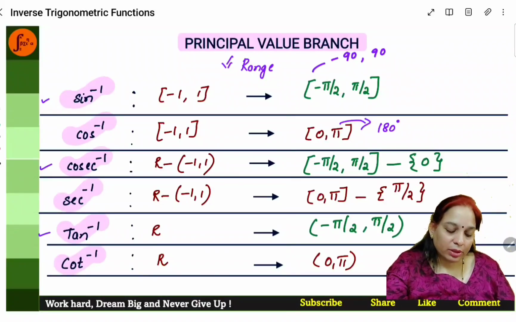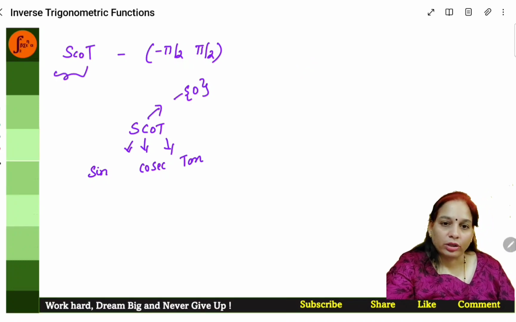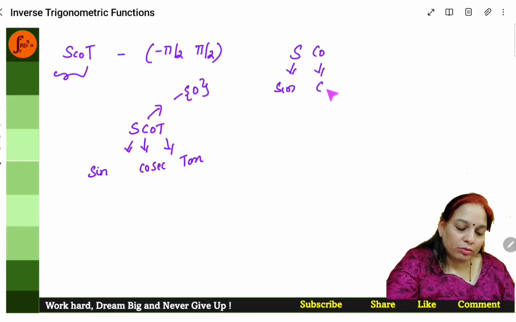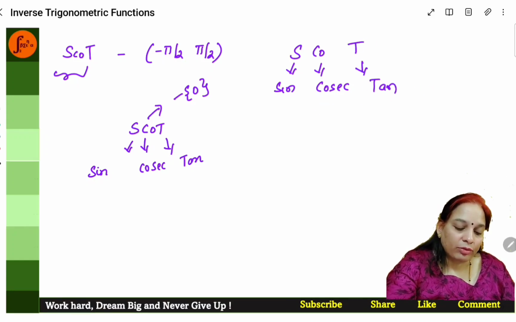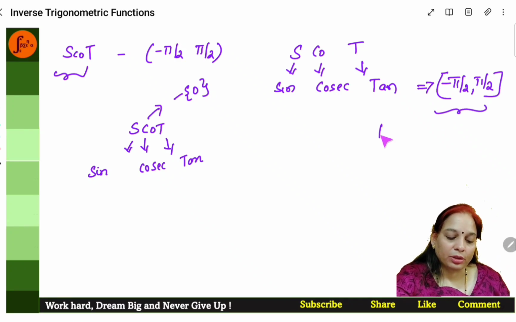There's another way to remember this. You can remember the first group as scot. So you have S, which is sine, and you have CO, which is cosecant, and you have T, which is tan. And the range for this is minus pi by 2 to pi by 2. This is the principal value branch for sine, cosecant, and tan. So you can remember it as scot.